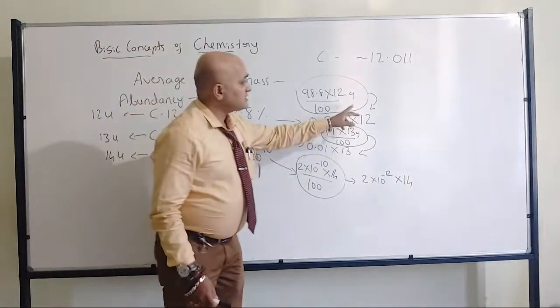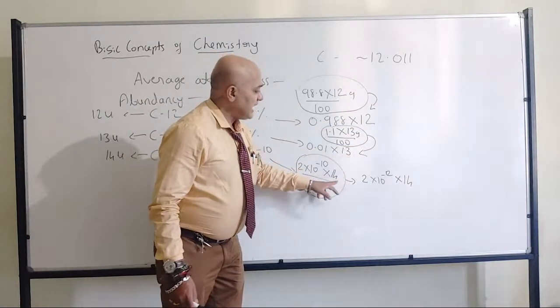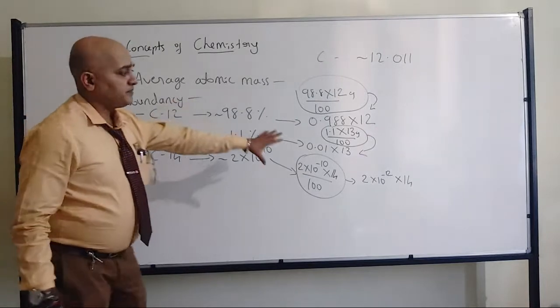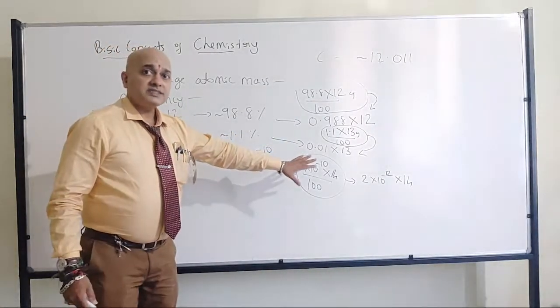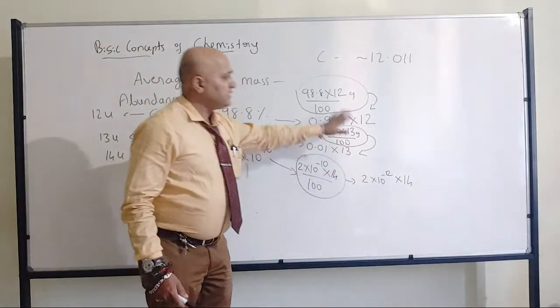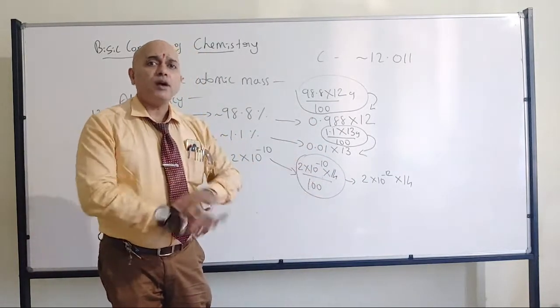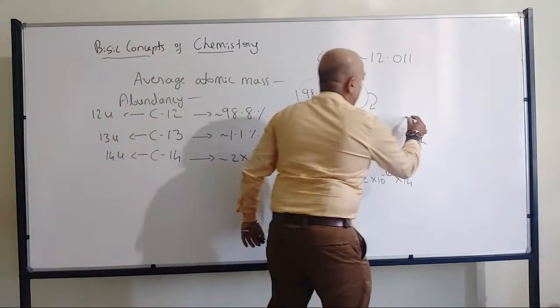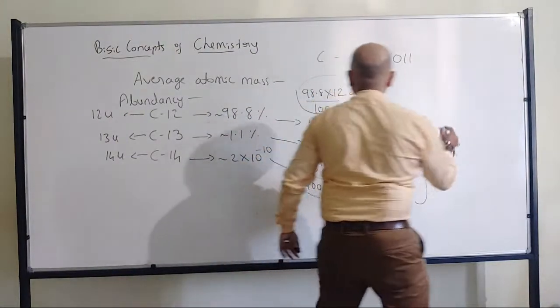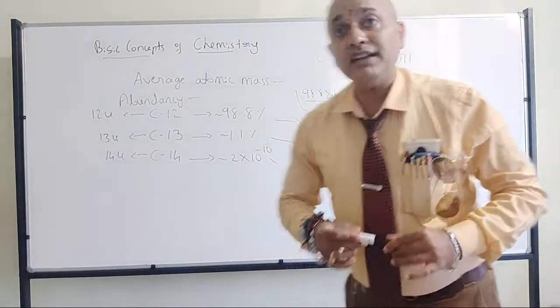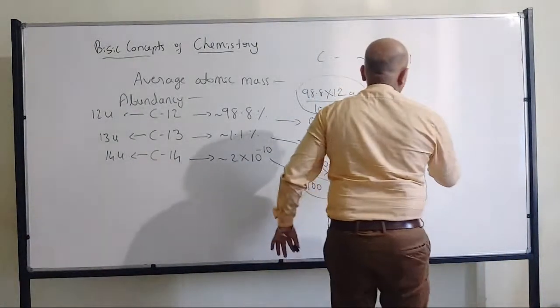So why are we considering 12, 13 and 14? Because we are calculating individually. Right? Since in the nature all of them are present together, we have to add them on. To calculate this, don't worry, no one will ask you to calculate the average atomic mass. So we have to add them on.